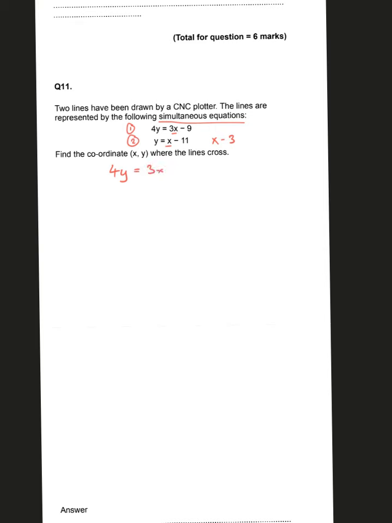4y is equal to 3x minus 9. Y times minus 3 is minus 3y, equals x times minus 3 is minus 3x, minus 11 times minus 3. Be careful, minus by a minus gives you plus 33. So now if I add these equations together, 3x minus 3x are going to cancel. 4y plus minus 3y gives me y. And minus 9 plus 33, so y is equal to 24.